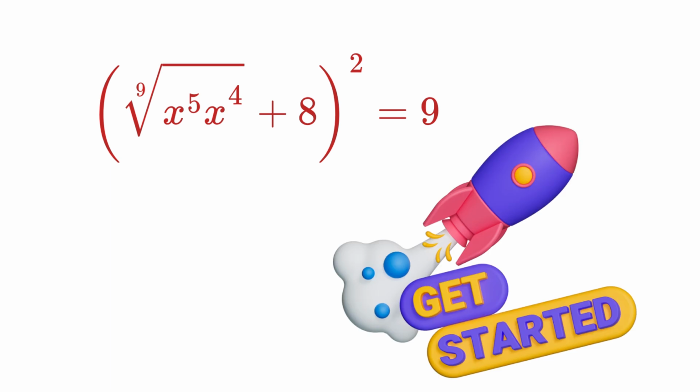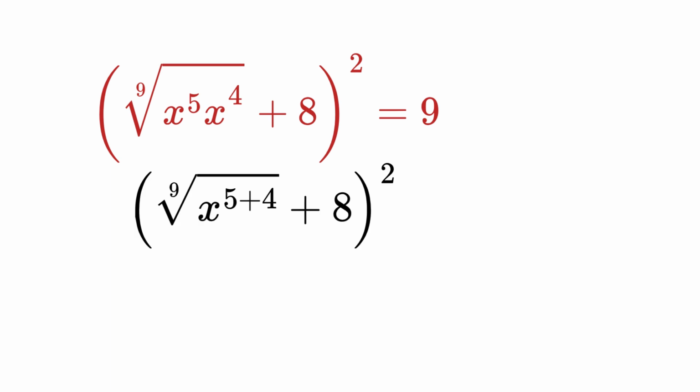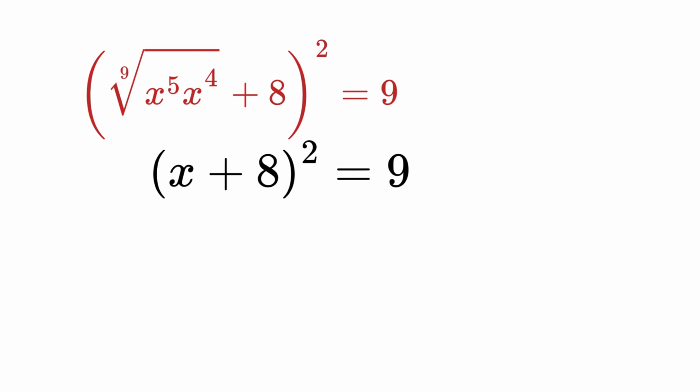Let's get started. We know the formula a power m into a power n is equal to a power m plus n. So the 9th root of x power 5 plus 4, plus 8, whole square, is equal to 9. x power 5 plus 4 is x power 9. The 9th root and x power 9 will cancel out. Then we get (x plus 8) whole square is equal to 9.